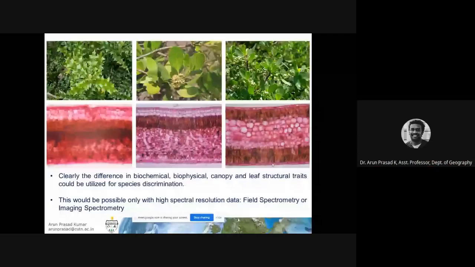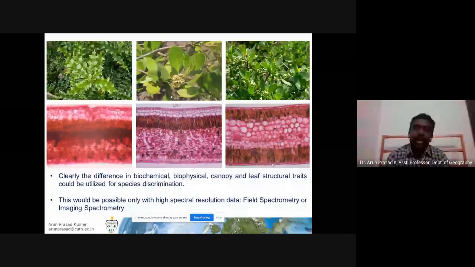These are three different species of mangrove, and clearly we can see the differences between these species in all dimensions. The leaf arrangement is different and the leaf structure is different. Looking at the biochemical properties, the cell arrangement and cell composition are different. The mesophyll cells are arranged here, whereas here they are arranged over there. The air space is much higher for this species, whereas it is less for this species. So these are the different biochemical and biophysical properties of the leaf, which control the visible, near-infrared, and short-wave infrared regions.